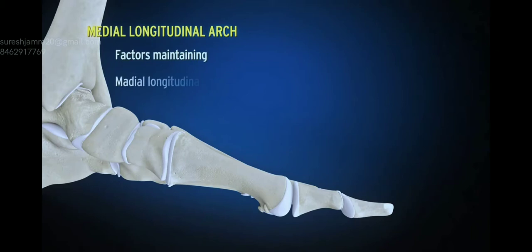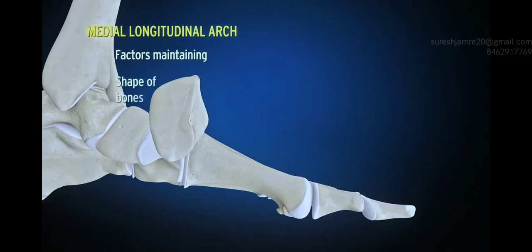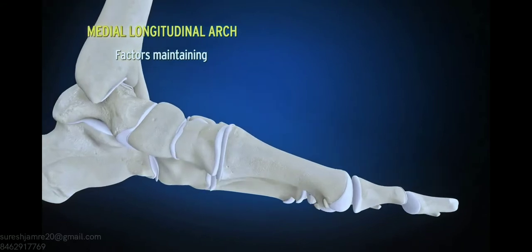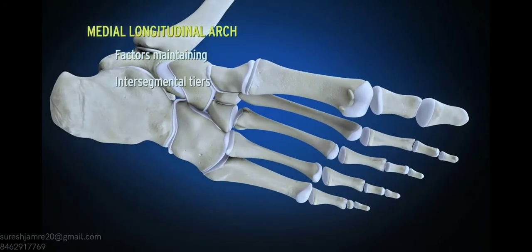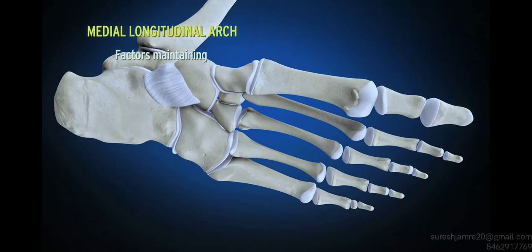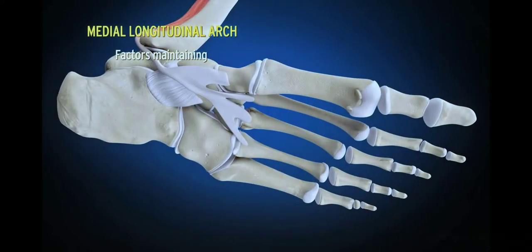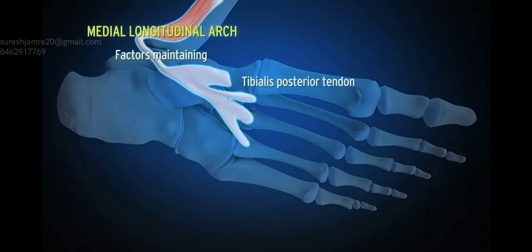Factors maintaining the medial longitudinal arch. Shape of bones. Bones are wedge-shaped with the thin edge directed towards the plantar surface. Intersegmental tires. These bind the lower edges of interlocking bones. Plantar calcaneo-navicular or spring ligament forms the main intersegmental tire. It is supported by tibialis posterior tendon.